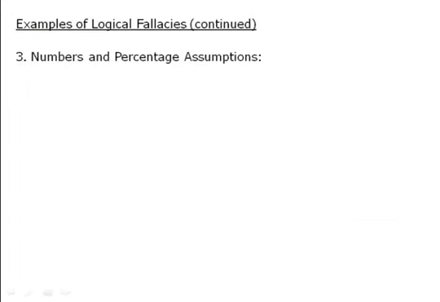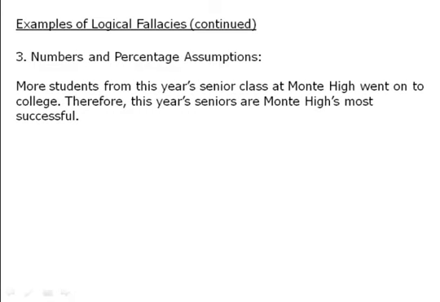Numbers and percentage assumptions. Well, what's going on here? Here we go, Monty High again. More students from this year's senior class at Monty High went on to college. Therefore, the seniors are Monty High's most successful. So you have a number here. What does this number mean?